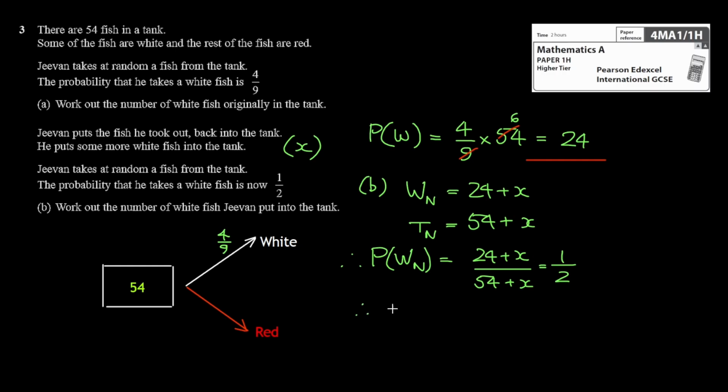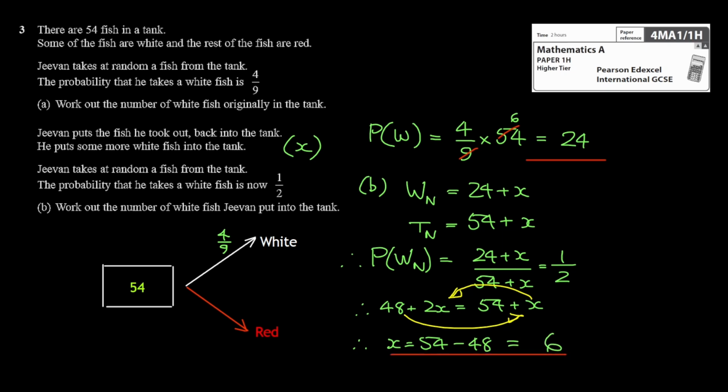So therefore I can say 48 plus 2x is equal to 54 plus x. This x shifts sides, as does the 48. So therefore I get x is equal to 54 minus 48, and this is equal to 6. And that's your answer.